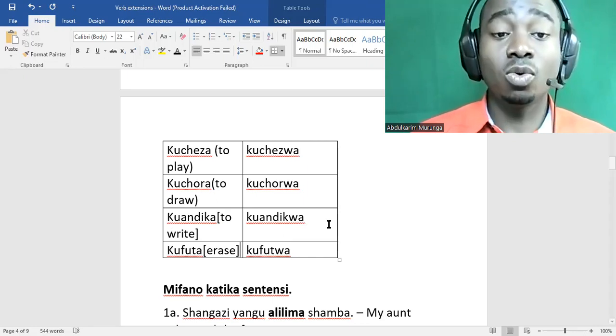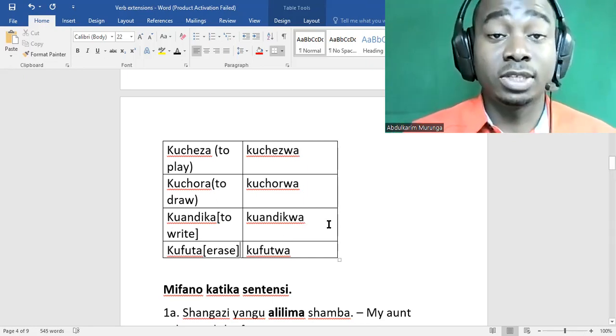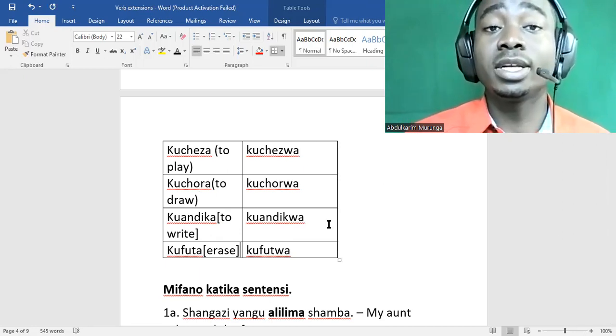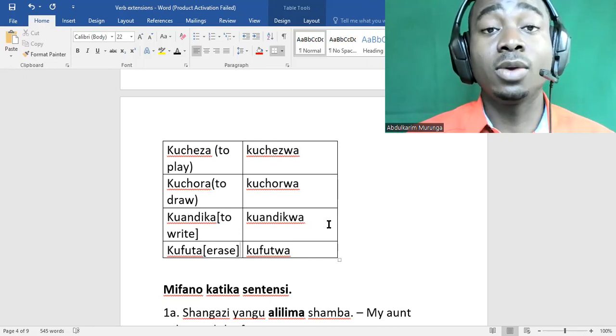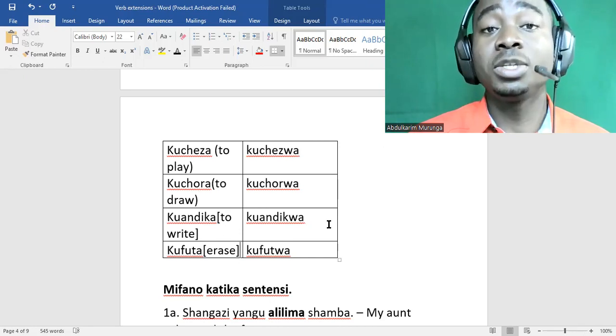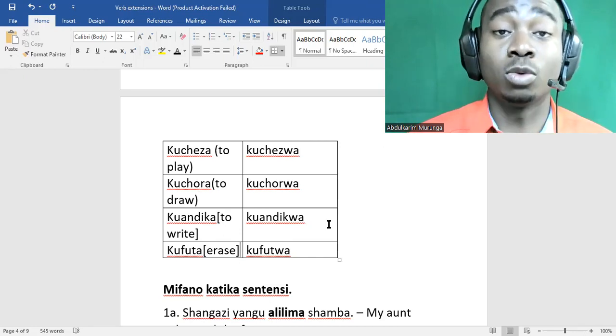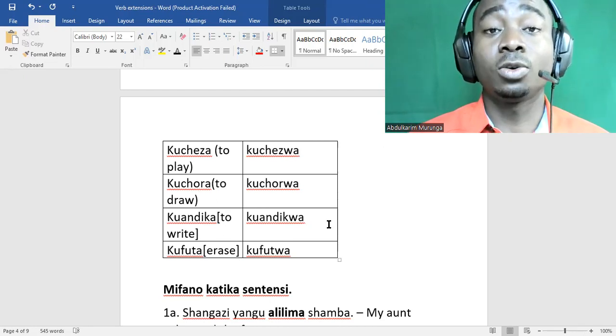So this kuandika, another meaning is to employ someone. When you say nitakuandika kazi, it means I will employ you. And kufuta means to erase. Also, it means to fire someone from a job. When you tell someone nitakufuta, it means I will fire you.